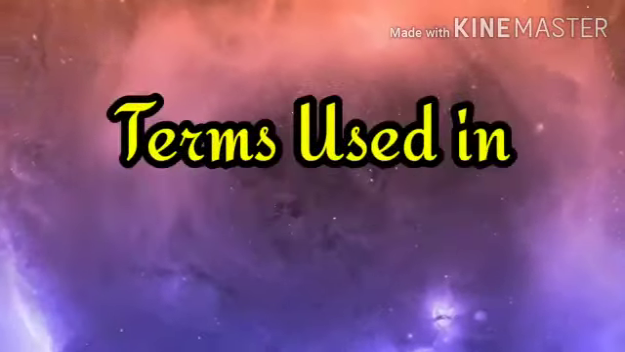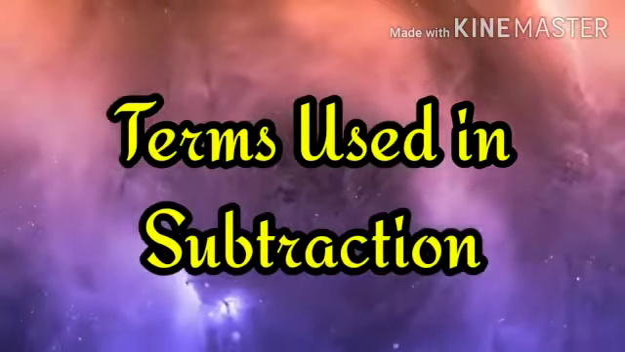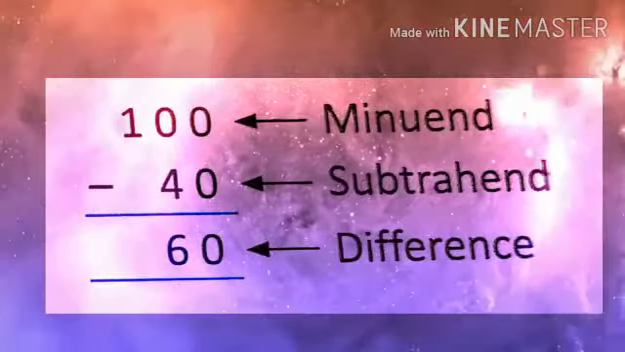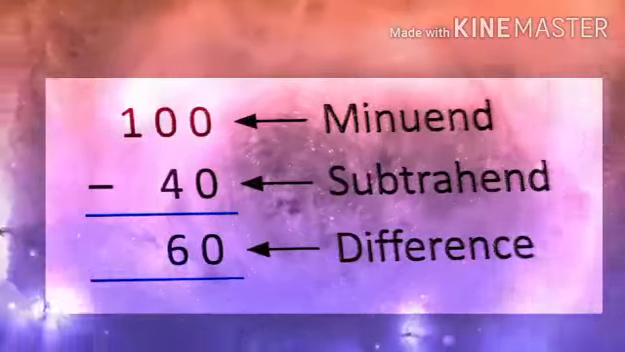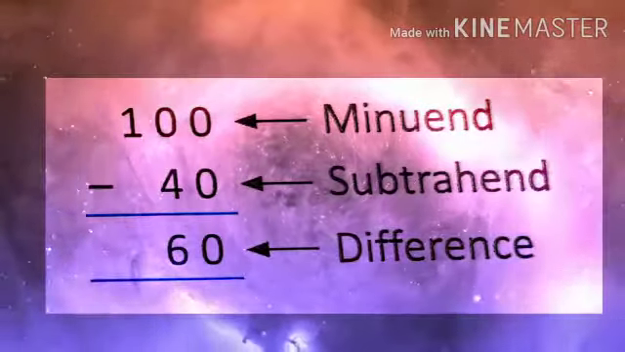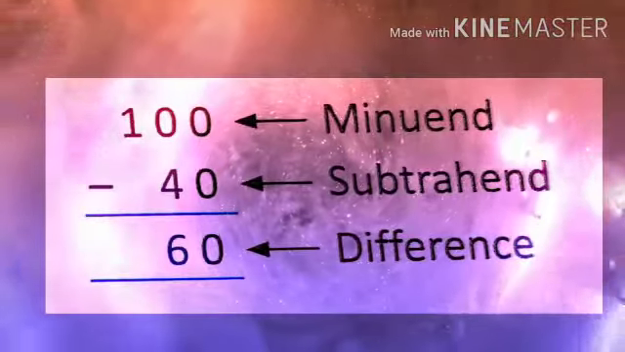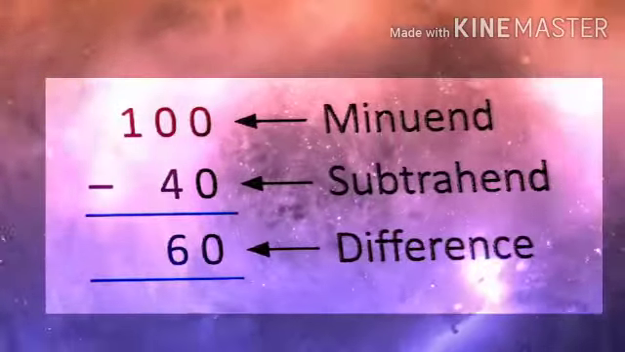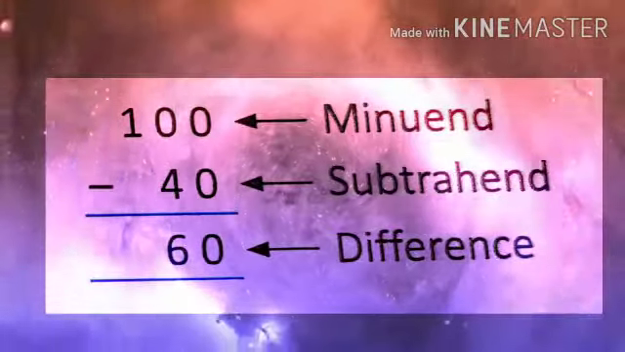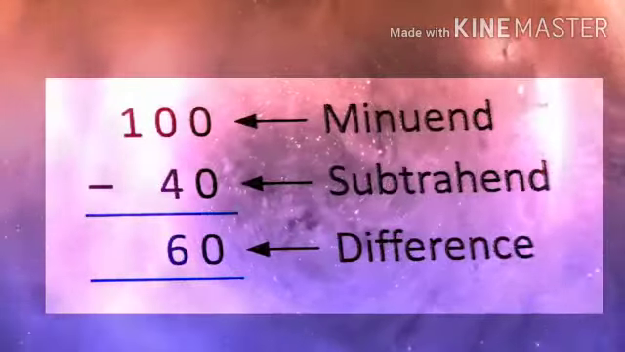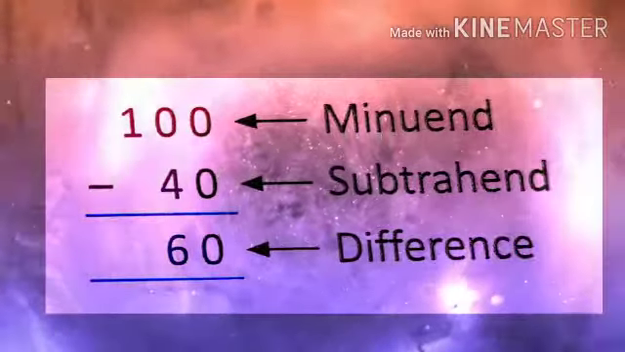Now let's study the terms used in subtraction. Now see the first step, 100. On the first step, 100 is written, that is the minuend. See the second step, minus 40. Minus 40 is the subtrahend. Now when we subtract, what will be the answer? 60. 60 is the difference.